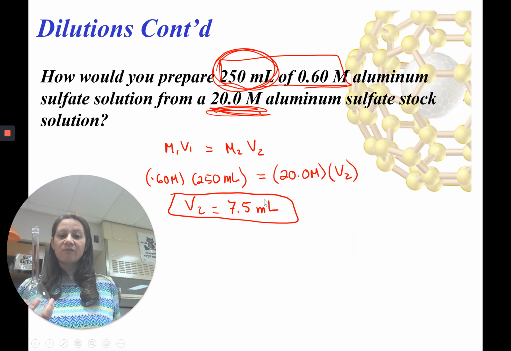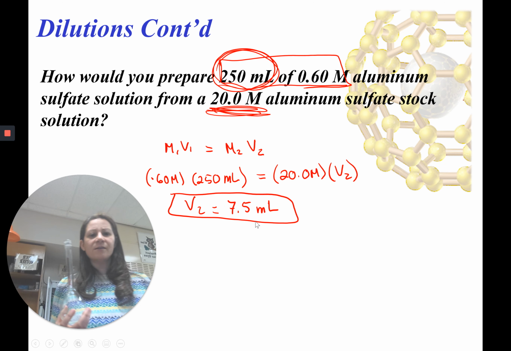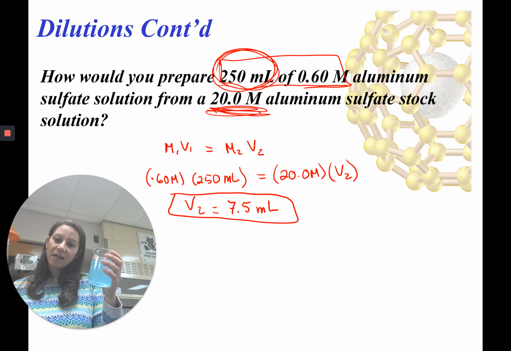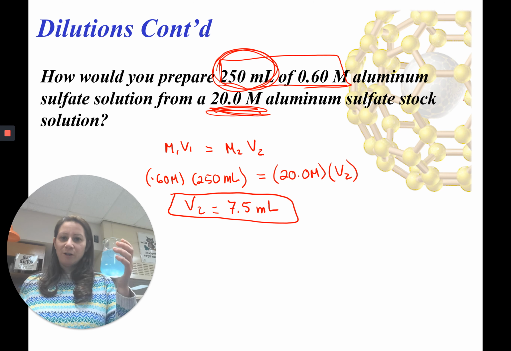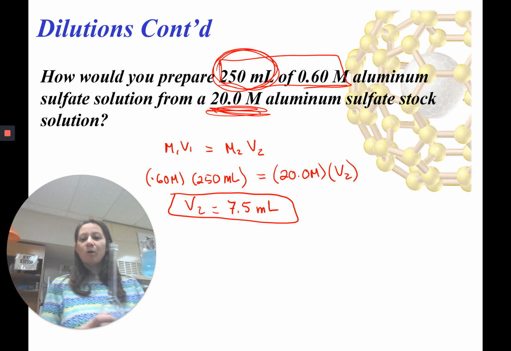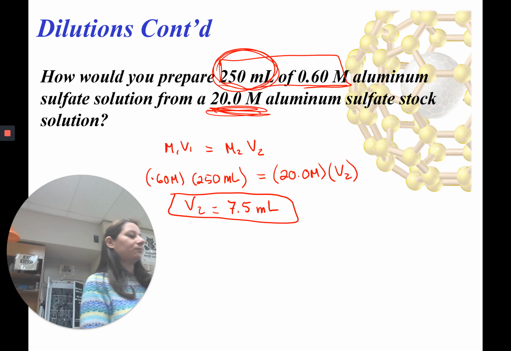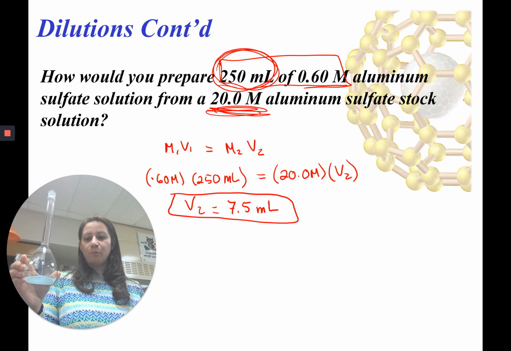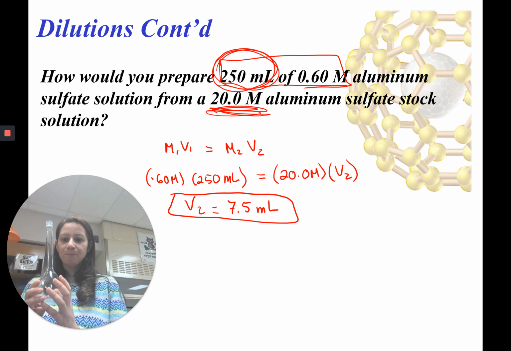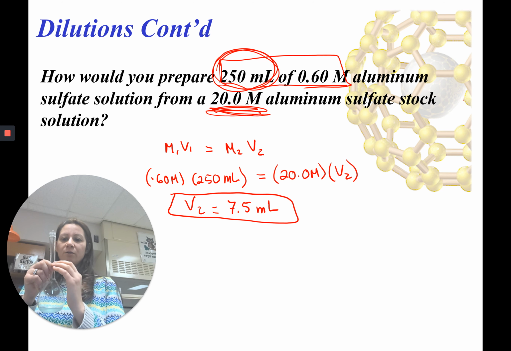You want to get your stock solution, the 20 molar, and you want to measure 7.5 milliliters of it. This is not aluminum sulfate, this is copper sulfate, but I'm pretending that it's my 20 molar aluminum sulfate, the really concentrated stuff. I'm going to measure out 7.5 milliliters of it. I place the 7.5 milliliters in my flask, and then what I do is just add water until the mark.